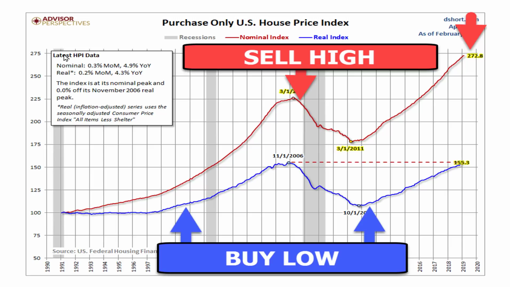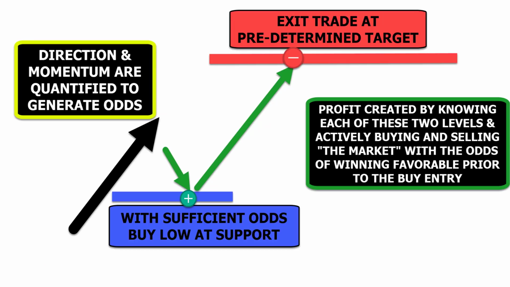We're going to use this same concept when we're looking at the market. We're going to define the direction and momentum of the market, and we're going to quantify these things by using our indicators, and we're going to generate odds for ourselves for a particular outcome. When we have sufficient odds that the market's going up, we're going to look for a support area to buy, and then we will get out at a resistance area. We're going to make a profit by knowing which way the market's going, the probability of winning, and where the areas to buy and sell are.